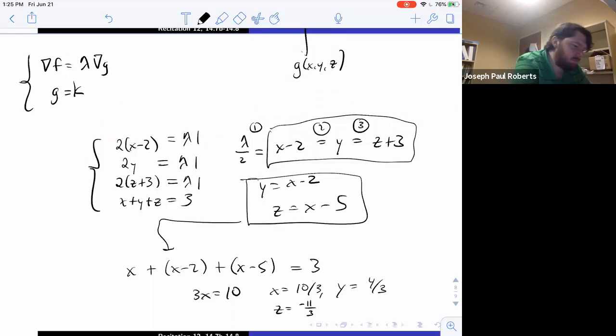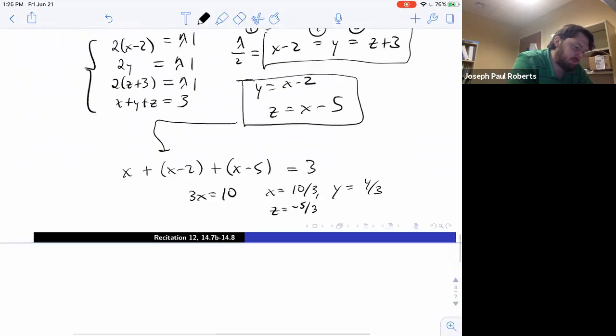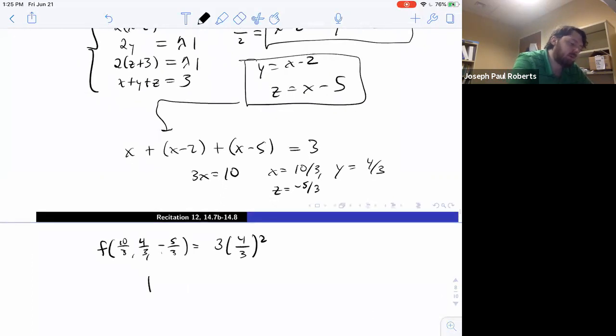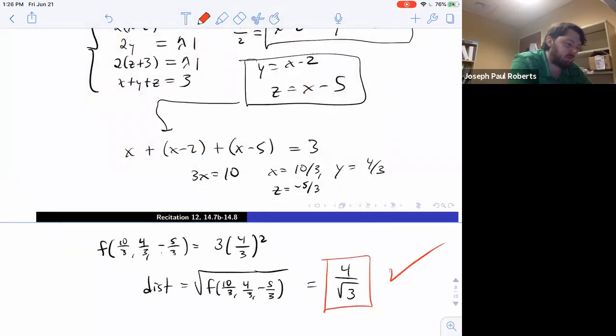Okay, so I think I just got confused, I was just trying to go too fast here. Z is x minus 5, 10/3 minus 15/3 is minus 5/3. That's what I was getting before. So I think I was doing y minus 5 and just getting the wrong thing. So anyway, those are our x, y, and z. And then f of 10/3, 4/3, negative 5/3, of course, is going to be 3 times 4/3 squared, just like we saw before. And so then the distance is the square root of that, because remember, we're dealing with distance squared, so 4 over square root of 3. And so that's the fourth different approach for this kind of thing.